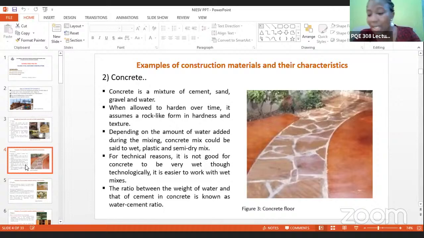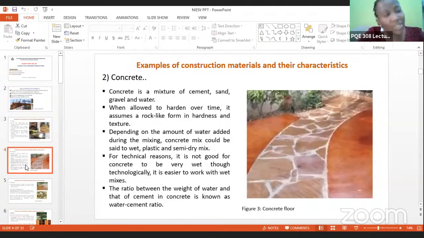It comes in, you can have 0.4, 0.5, 0.6. But the whole essence of this water-cement ratio is that the higher your water-cement ratio, the lower the strength. For example, if you use a water-cement ratio of 0.4, the concrete that comes out of it is going to be stronger than when you use a water-cement ratio of probably 0.6, 0.7. So it goes just like that.